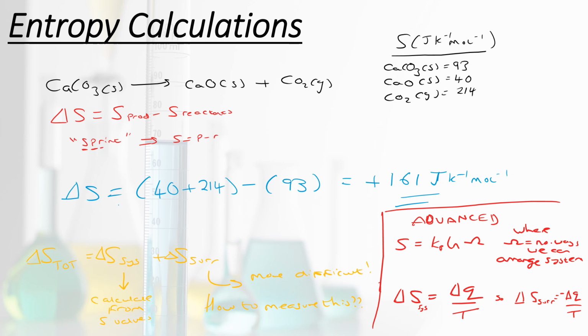We're given these entropy values for our particular species in joules per Kelvin per mole on the right. And we just simply remember our mnemonic SPRINT. So entropy values, we're looking at products minus reactants. So we do the entropy of the products, which is our calcium oxide, 40 joules per Kelvin per mole, and CO2, 214 joules per Kelvin per mole, add them together, then take away the entropy of the reactants, 93 joules per Kelvin per mole for the calcium carbonate, and this gives us an entropy change, delta S, of plus 161 joules per Kelvin per mole.